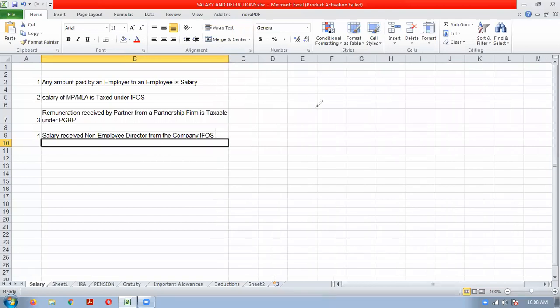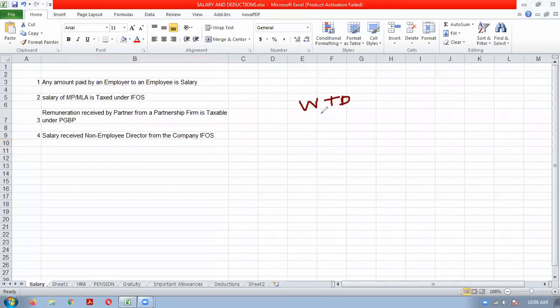If it is a whole-time director, meaning he's working full-time with the company only, his salary will be taxed under salary. So this point you remember always. If it is a whole-time director, his salary will be taxed under salary. In case of a non-employee director, that is an independent director or part-time director, their salary will be taxed under income from other sources.